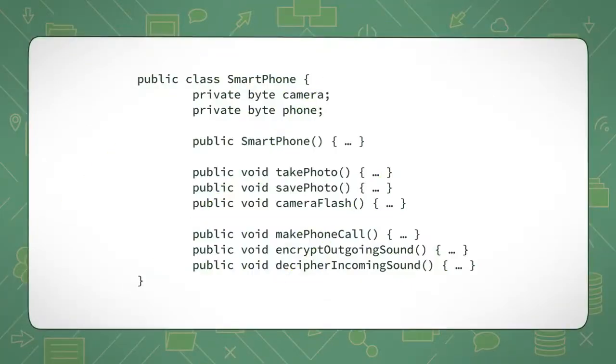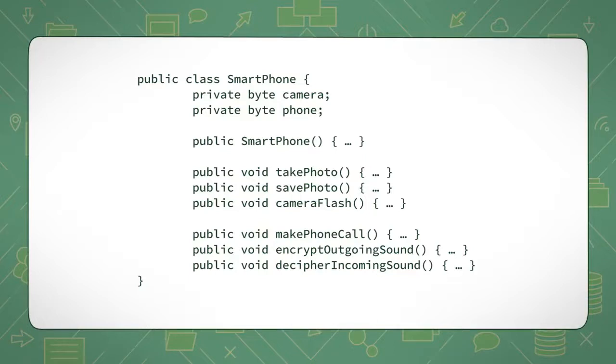In this snippet of code, the smartphone class has attributes called camera and phone, along with all of the associated behaviors. However, there is low cohesion in the smartphone class because we have behaviors that are not related to each other. The camera behaviors do not need to be encapsulated with the behaviors of the phone in order for the camera to do its job.